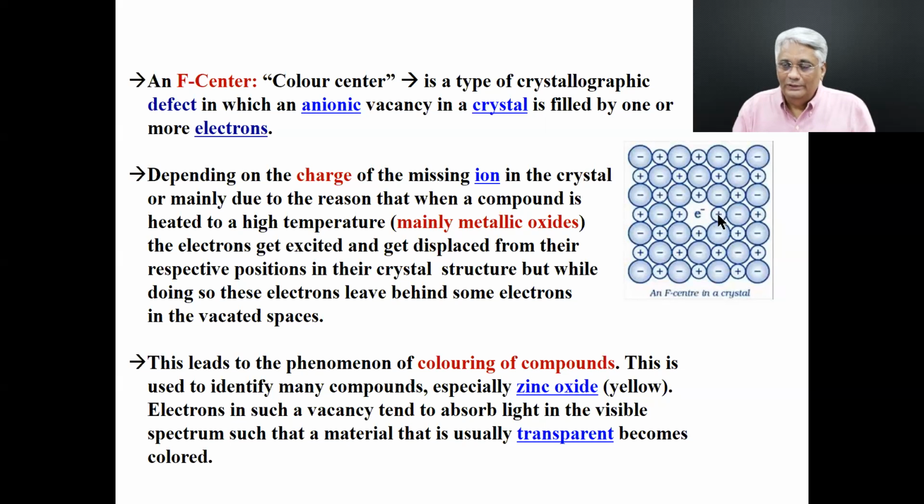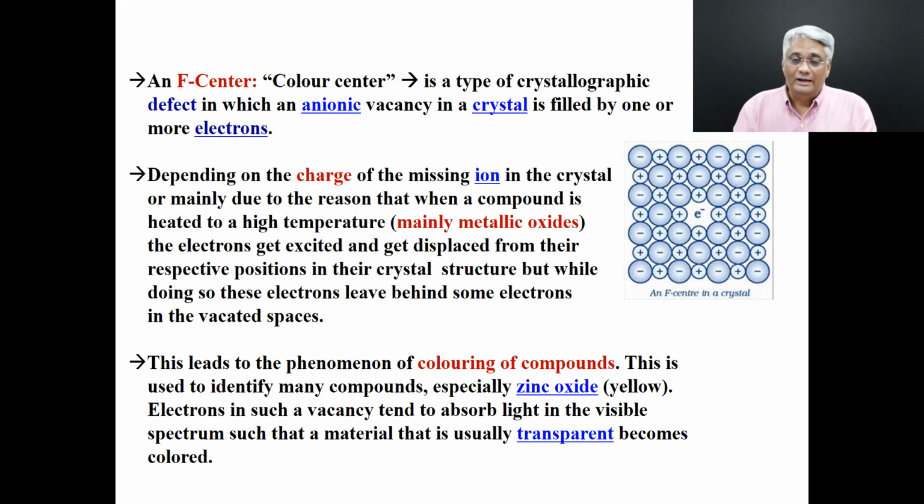And when that happens, you have a trapped electron there. And these trapped electrons give rise to a coloration of the crystal. So an F center, F stands for Farbe in German, which means color. An F center stands for color center. It's a type of crystallographic defect in which an anion vacancy in a crystal is filled by one or more electrons. So you have an anion vacancy, so it has a potential to attract an electron. So an electron gets trapped in that vacancy.